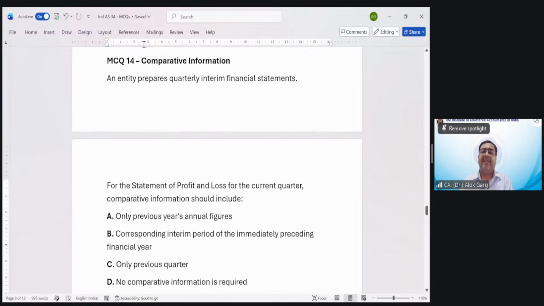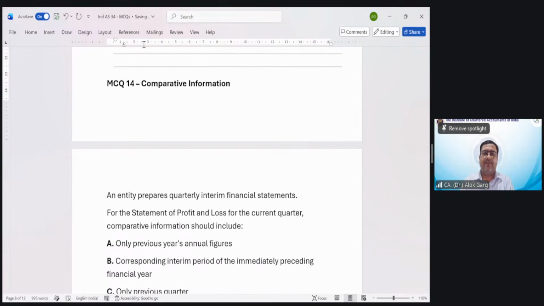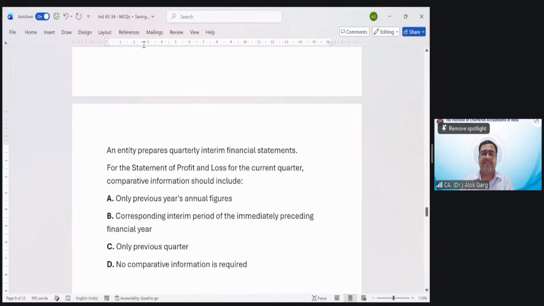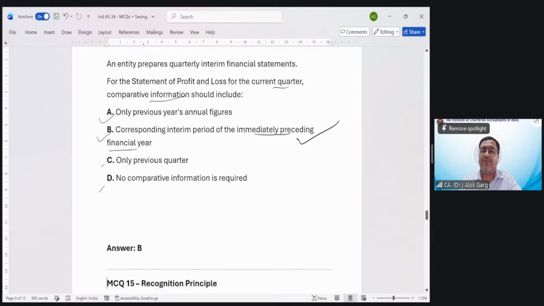Comparative information. An entity prepares quarterly interim financial statements. For the statement of profit and loss for the current quarter, comparative information should include only previous year annual figures. So for the current quarter, will you give the comparative figure as an annual figure? No. Corresponding interim period of the immediately preceding financial year. So corresponding period of the last financial year, yes. Only previous quarter? No. No comparative information is required. What is the right answer? Sir, YTD we also give, but here only these 4 options are given. In the 4 options, the appropriate option is answer B.